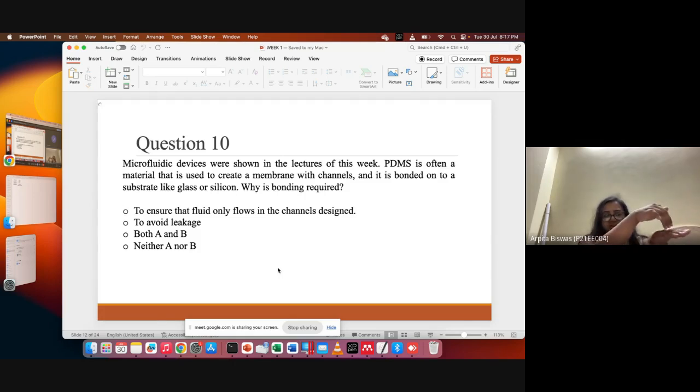If there is no bonding between the PDMS and the glass slide or the wafer, and you are flowing fluid in between the channel, what happens? Now you can give the answer. What is the right answer? Why is the bonding required? If there is no bonding between the PDMS and the glass slide, then we can't flow the fluid in between this channel. So take your time and try to give the answer.